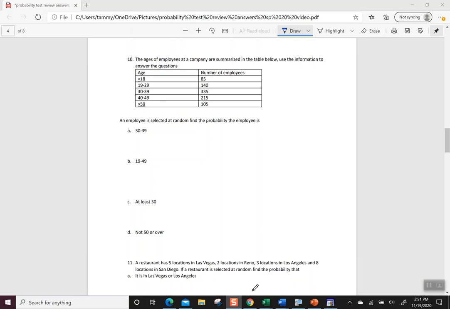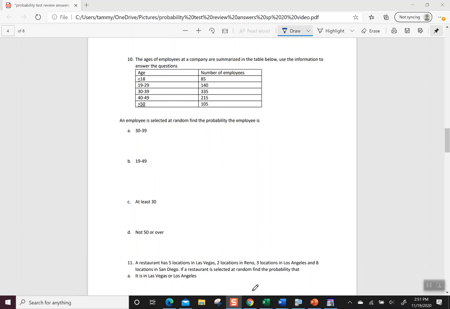All right, so this is part 2 of the review. I'll start with number 10. It says the age of employees at a company are summarized in the table below. Use the information to answer the questions. So A says an employee is selected at random. Find the probability that the employee is 30 to 39.